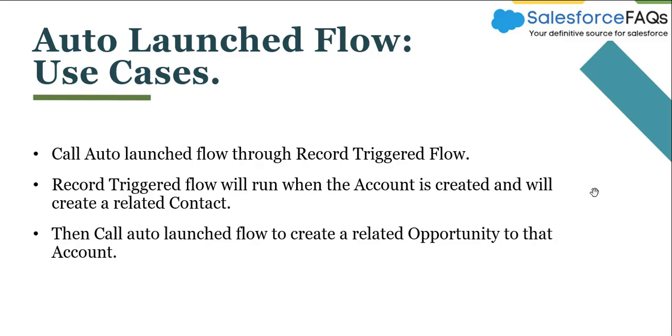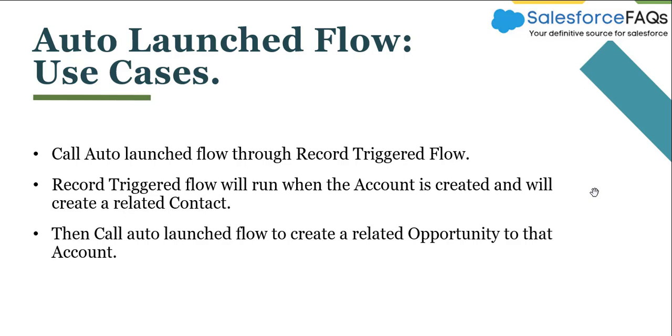So here we need to call Autolaunched flow through the record trigger flow. And what is the purpose of the record trigger flow? The record trigger flow will run when an account is created and will create the related contacts. After creating the related contacts, from the record trigger flow we need to call the Autolaunched flow where we will create the related opportunity of that particular account. That means in the record trigger flow we will create the related contact when the account is created, and then by calling the Autolaunched flow we will create the related opportunity of that particular account.